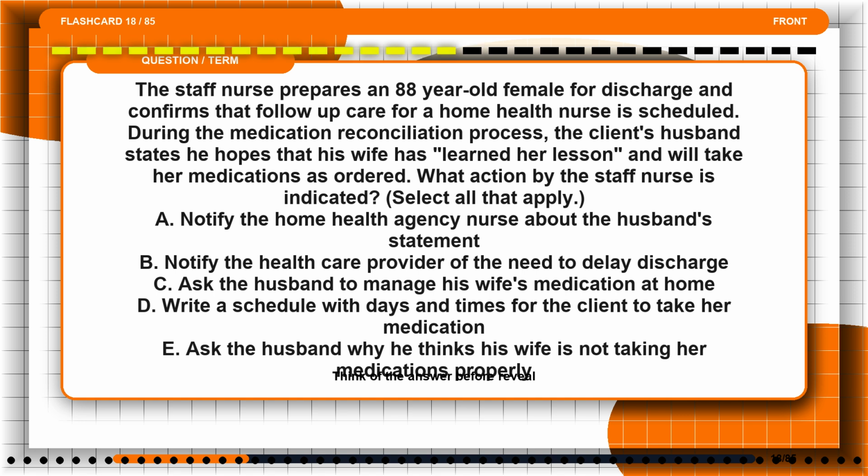Select all that apply. A. Notify the home health agency nurse about the husband's statement. B. Notify the healthcare provider of the need to delay discharge. C. Ask the husband to manage his wife's medication at home. D. Write a schedule with days and times for the client to take her medication. E. Ask the husband why he thinks his wife is not taking her medications properly. Think of the answer before the reveal.